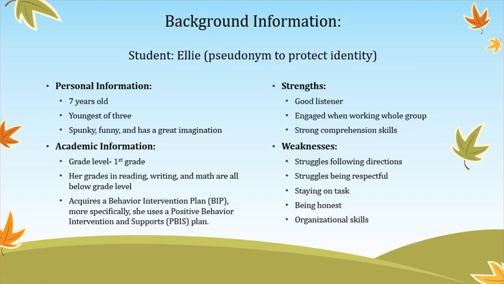So some background information includes, first, her personal information. Ellie is 7 years old, she is the youngest of 3, she is spunky, funny, and has a great imagination. Some academic information includes that she's in the 1st grade and that she's below grade level in reading, writing, and math. She also requires a behavior and intervention plan. More specifically, she uses a positive behavior intervention and supports plan.